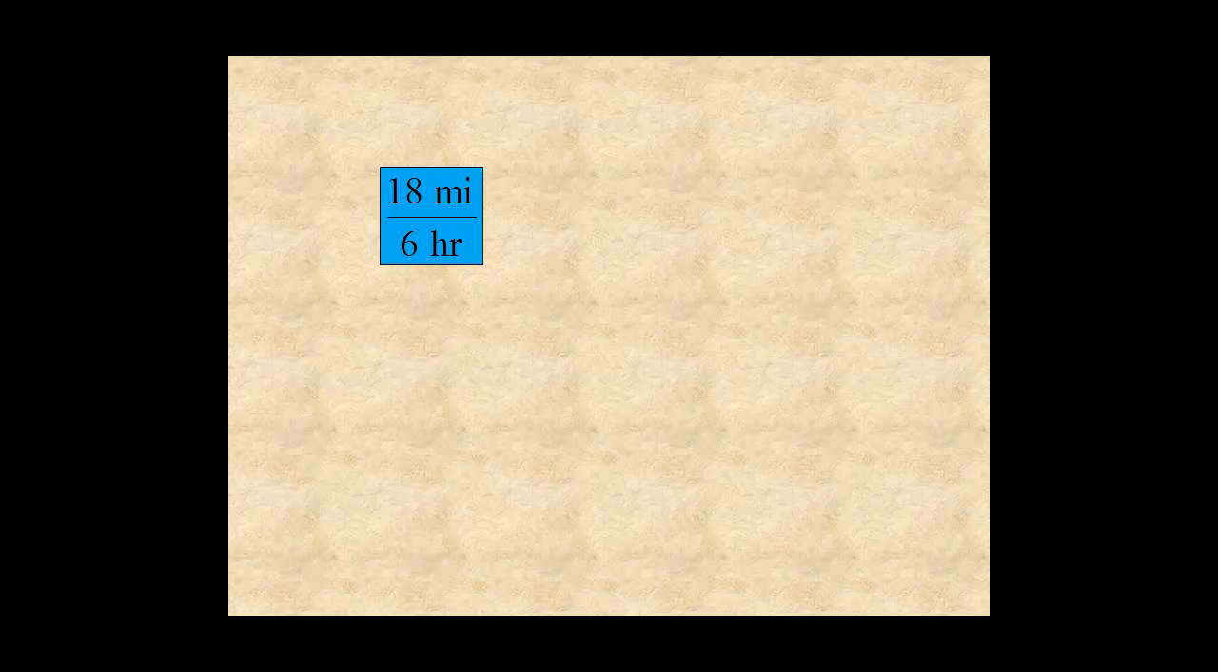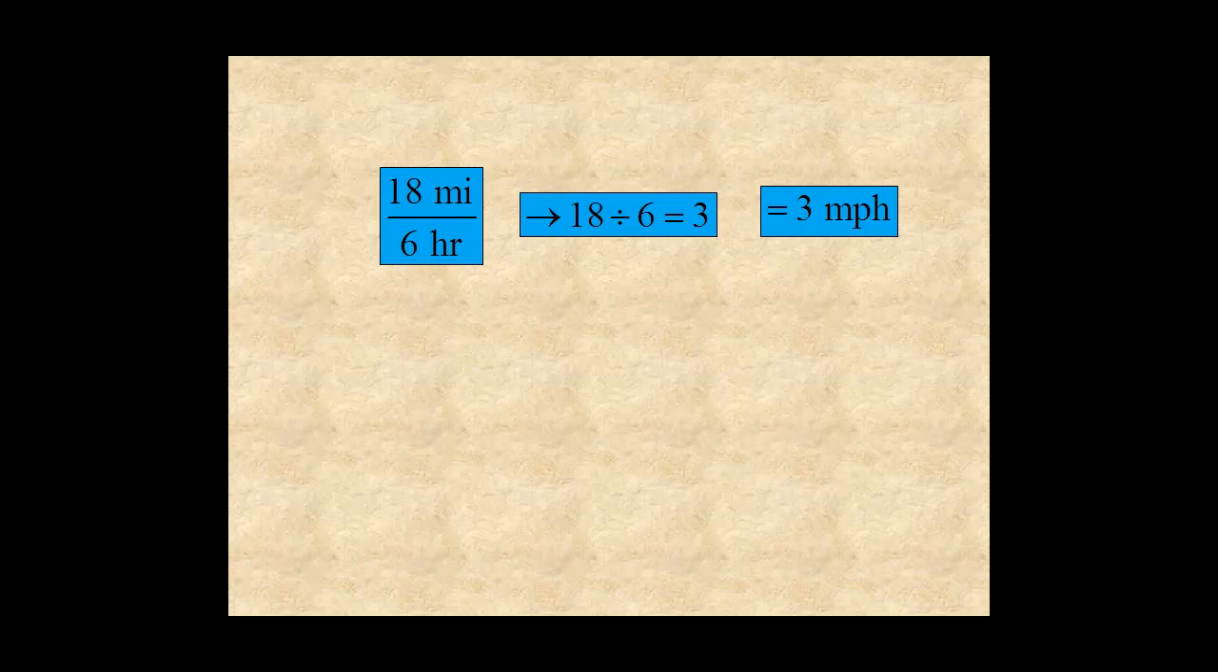Here is the important concept for this lesson. There are two ways to convert a rate to a unit rate. In this example, you have the rate 18 miles over 6 hours. The easiest thing to do is divide the numerator by the denominator, and you have a unit rate, 3 miles per hour. Use this method for problems like example 3.